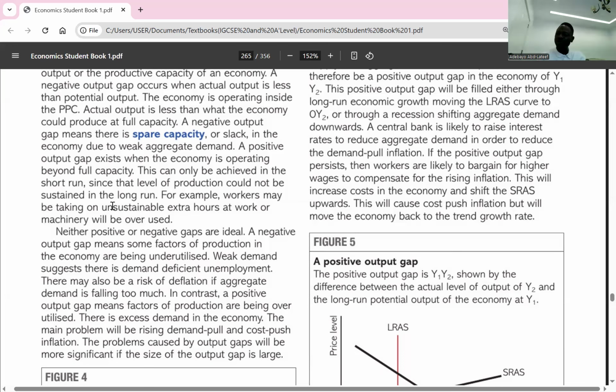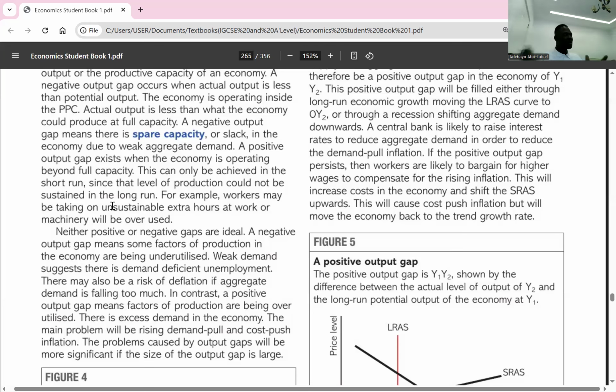Why for positive output gap? It represents overutilization of some factors of production. So you are straining, you are using more than what you are supposed to use. That's a positive output gap. And that will bring about increasing aggregate demand, which will lead to inflation. Do you get the point here? So here I wrote a positive output gap represents overutilization of some factors of production. A negative output gap may result in deflation, because people do not have income, so the price level will continue to drop. And deflation will lead to recession. A positive output gap may result in demand-pull and cost-push inflation.